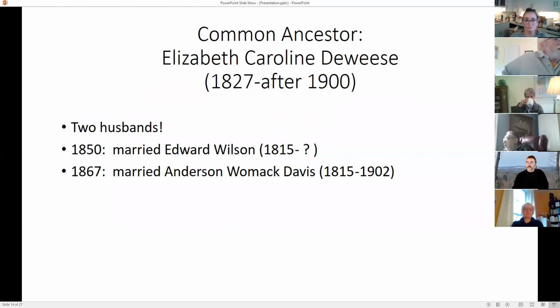So tracing their family trees back from the information they provided and using traditional research, I was able to learn that both of them descend from Elizabeth Caroline Deweese. 1827, she was born, and she died sometime after 1900. Now, Caroline, I'll call her Caroline, had 2 husbands. One was Edward Wilson, whom she married in 1850, and Edward was Nancy's ancestor of the 2 that I matched with, Nancy and Patrick.